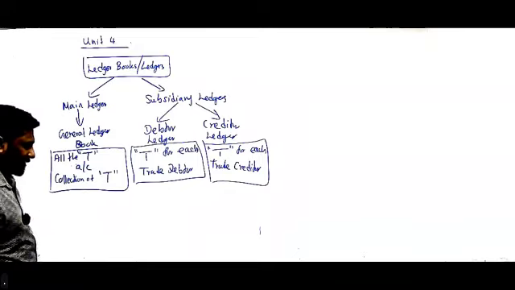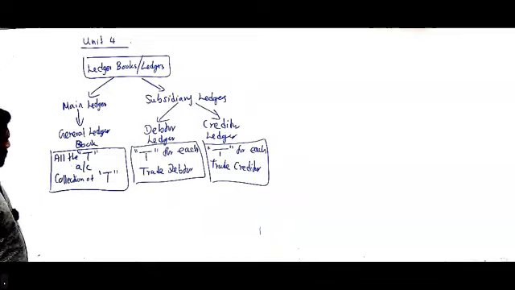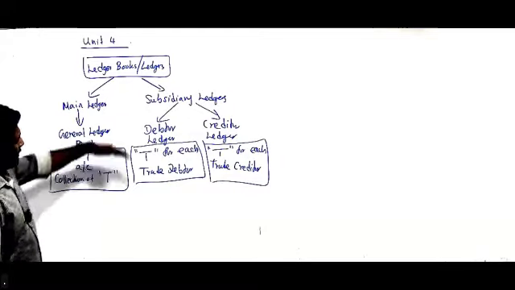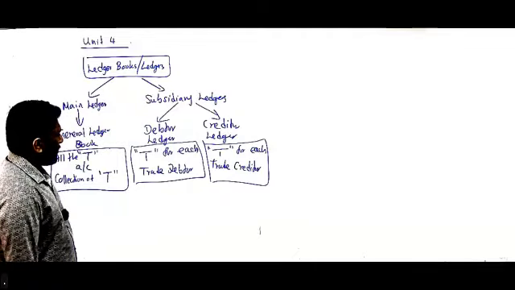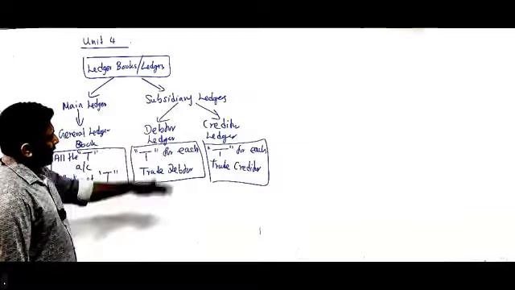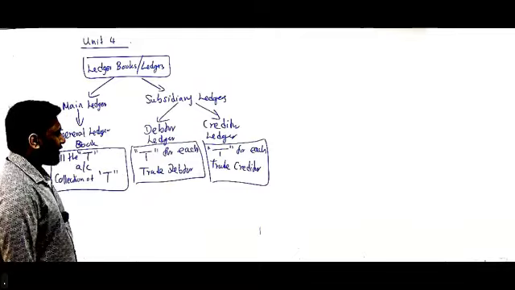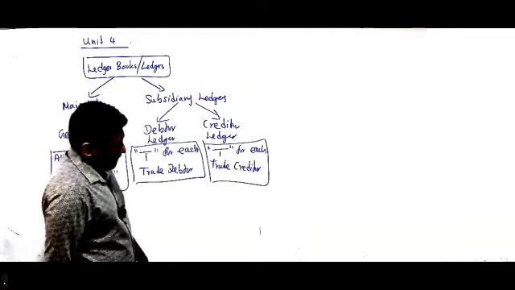These are the two ledgers that we study. Main ledger is the general ledger book, where you have all the T accounts. Subsidiary ledgers, two: the debtor ledger and the creditor ledger. Debtor ledger, you have T accounts for each trade debtor. Creditor ledger, you have T accounts for each trade creditor. If not, we will say receivable ledger and payable ledger also.